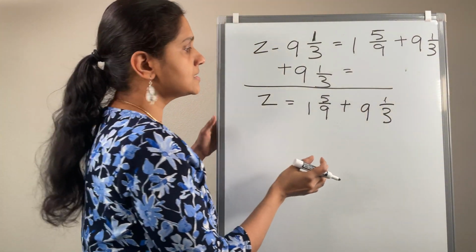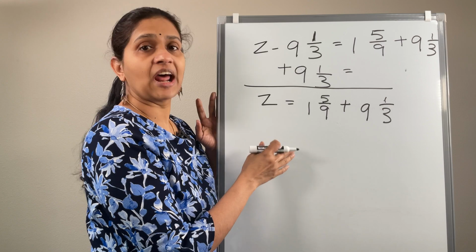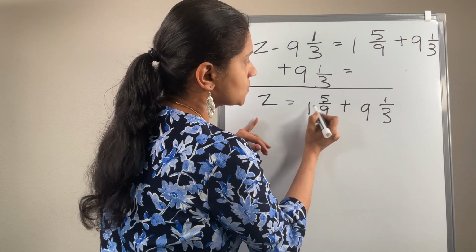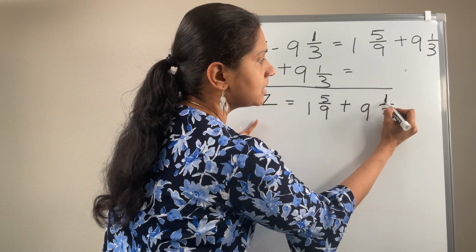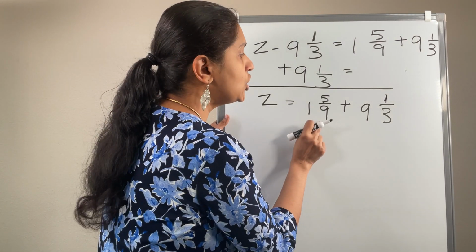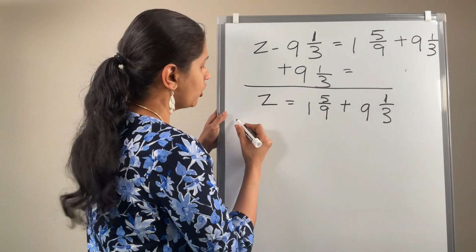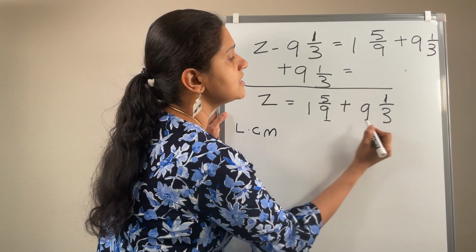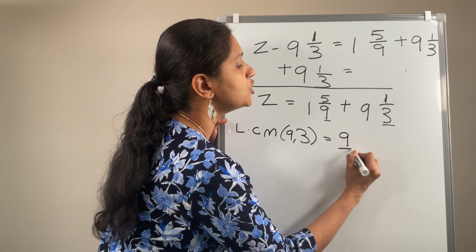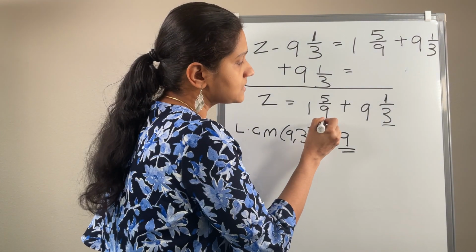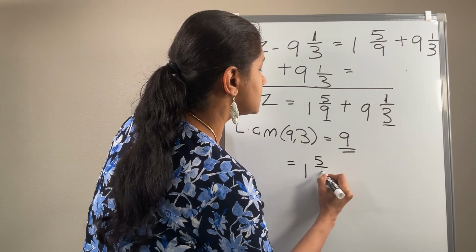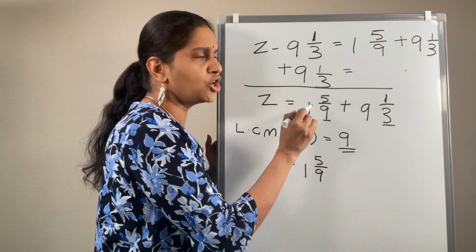Now to add this, either we can convert this into a fraction form, or else you can simply add it as such. So you can see here it is 1 5 by 9 plus 9 1 by 3. Here we have the denominator 9, here we have the denominator 3. So first we need to make them like denominators. For that we have to find the LCM of these denominators 3 and 9. So the LCM of 9 and 3 is going to be equal to 9. So first let us make these denominators the same. So that is going to be equal to 1 5 by 9. It stays as such because 9 is already there in the denominator.